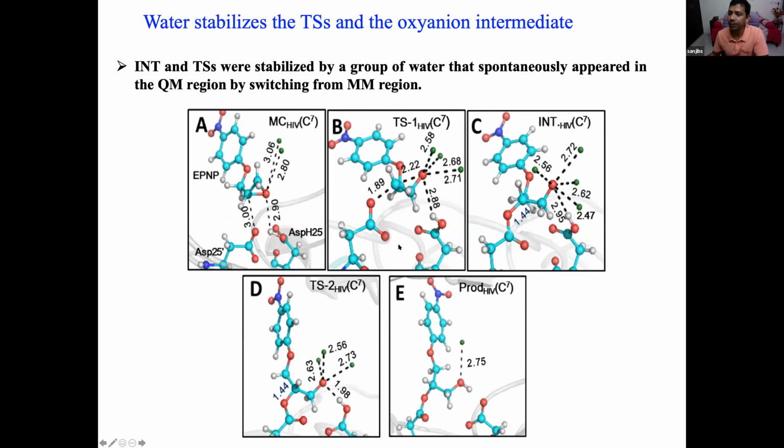We then looked at the structure of the transition state and intermediate, and we found that water is playing a very important role. And the interesting thing is, many of the water molecules were not in the QM region. These water molecules were in the MM region. They get into the quantum mechanical region and support the transition state or intermediate stability. You can see here the water molecules are within hydrogen bonding distance, and they are stabilizing the oxyanion intermediate in this case.